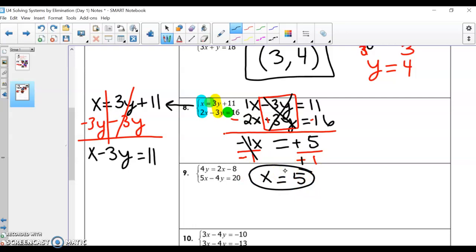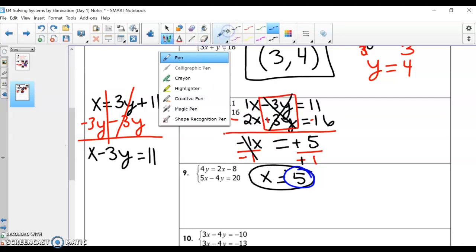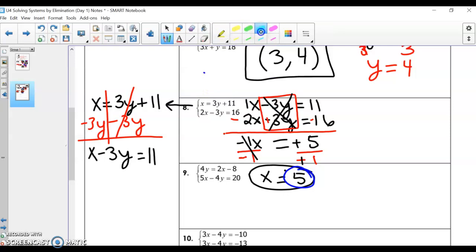X equals 5. So remember, you're just going to take that 5 and plug it back into one of these original equations for x. So pick one of the equations. I'm just going to go with the top one in this case, just because it seems a little bit easier for us. So I'm going to plug it in for that x right there.